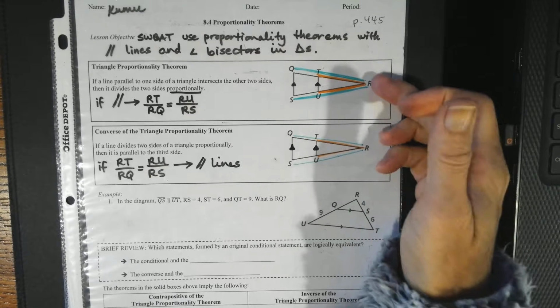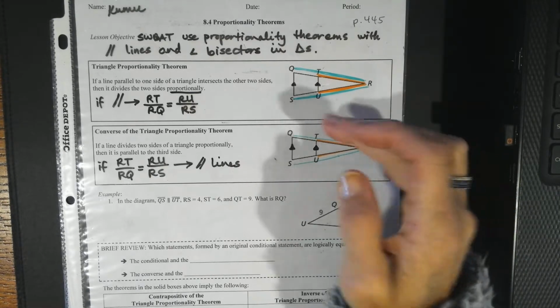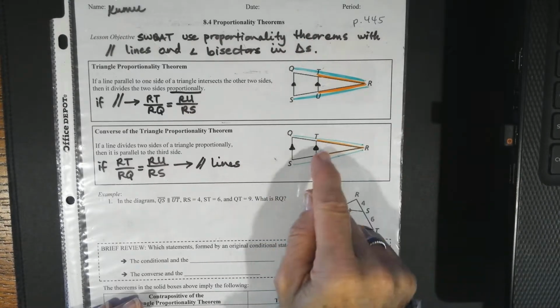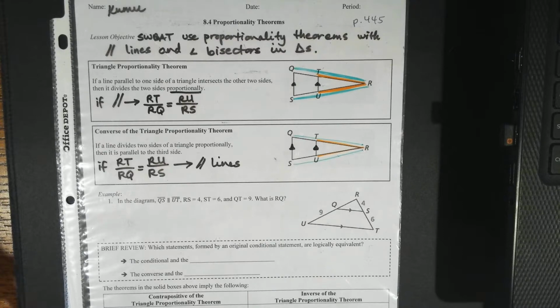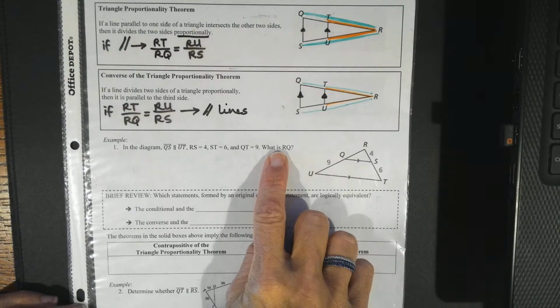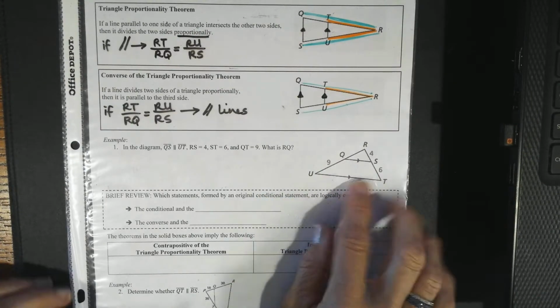So I know these pictures look the same, but they are different. One, you start with parallel and you get the proportions. This one, you start with the proportions and you get the parallel. And so we're going to use that theorem to solve this problem here.